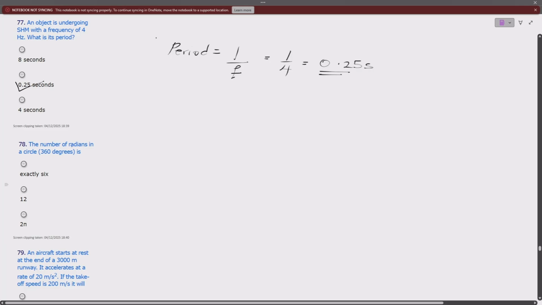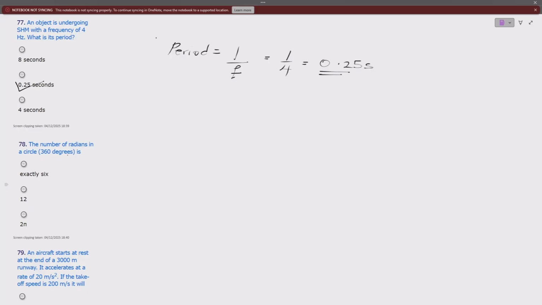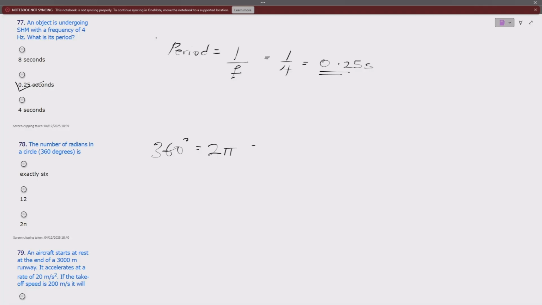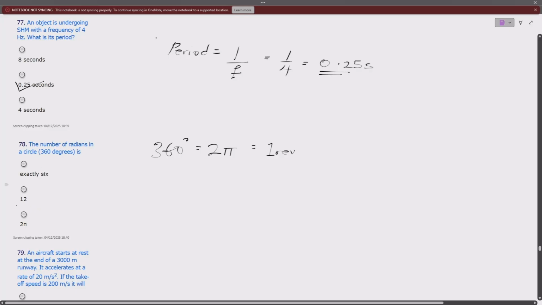The number of radians in a circle: 360 degrees equals 2 pi radians. That is also equal to 1 revolution. Take note, just in case some of the questions ask you for the revolution, and sometimes in miles as well. So that is 2 pi.